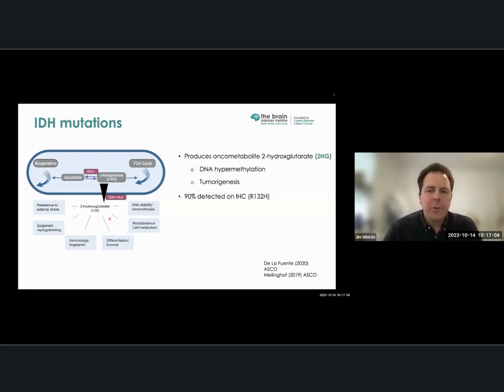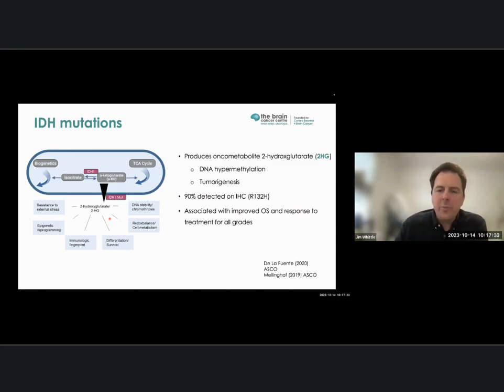As I mentioned on the previous slide, most of these can be detected on immunohistochemistry with the R132H stain, but for patients who are of a younger age, under 54, and wild type on immunohistochemistry, we typically recommend sequencing for IDH1 and 2 to look for non-canonical mutations. And the key message in terms of the relevance of this for patients is that it's associated with an improved overall survival and response to treatment at all grades, whether it's grade 2, 3, or 4. And now with the emergence of treatments to directly target the IDH mutations, I think we're going to see a lot more evolution in the field here.